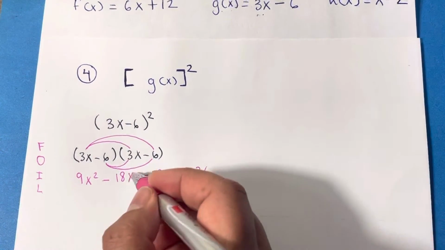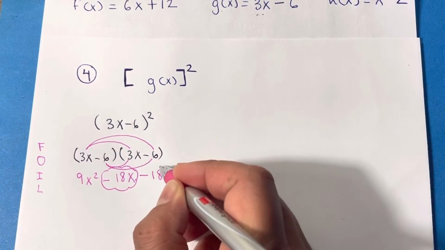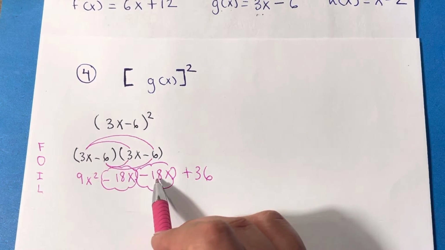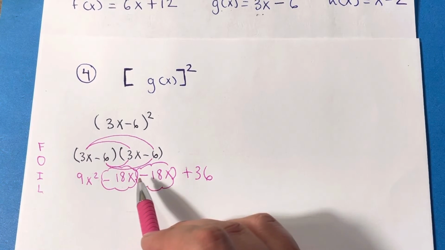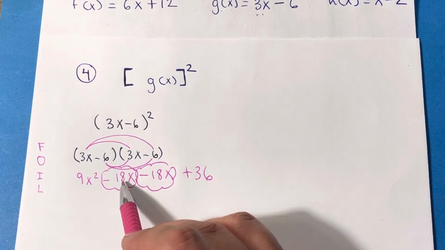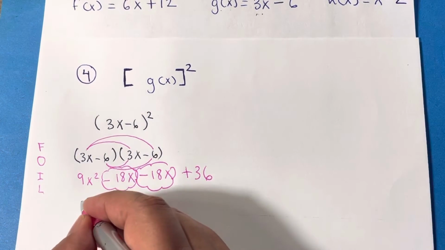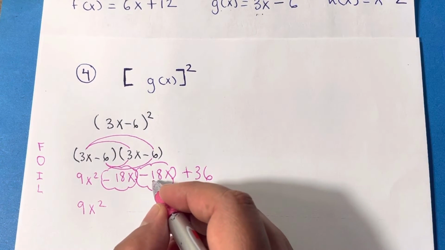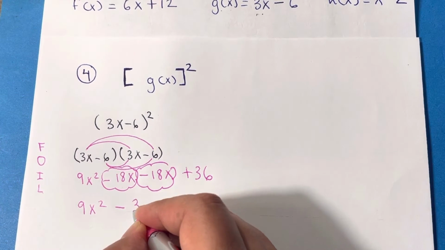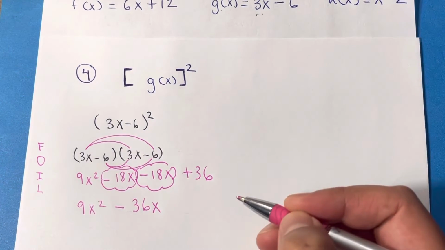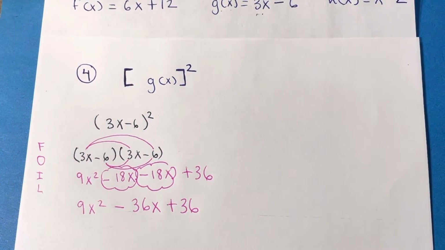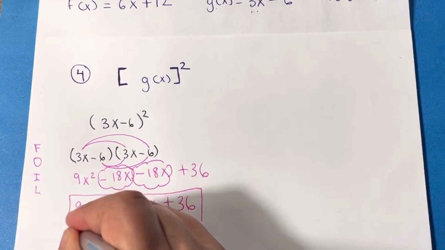Now we combine like terms. And when you have perfect squares, these two will always be the same. You will have two of them. So this, you just bring it down. Negative 18x and negative 18x is negative 36x. And just bring down the positive 36. So that will be my answer.